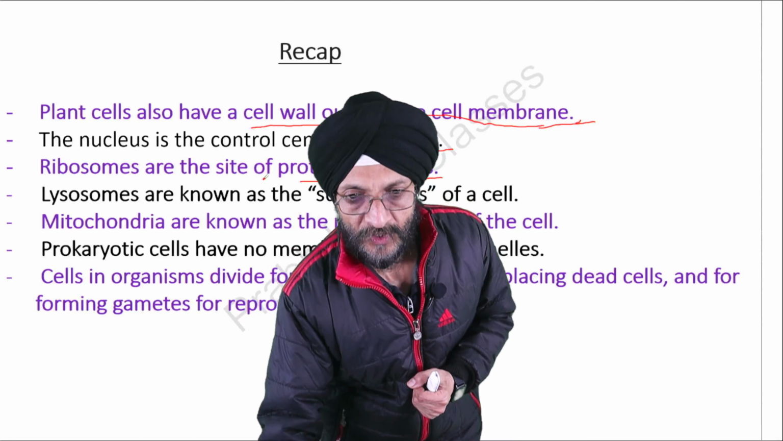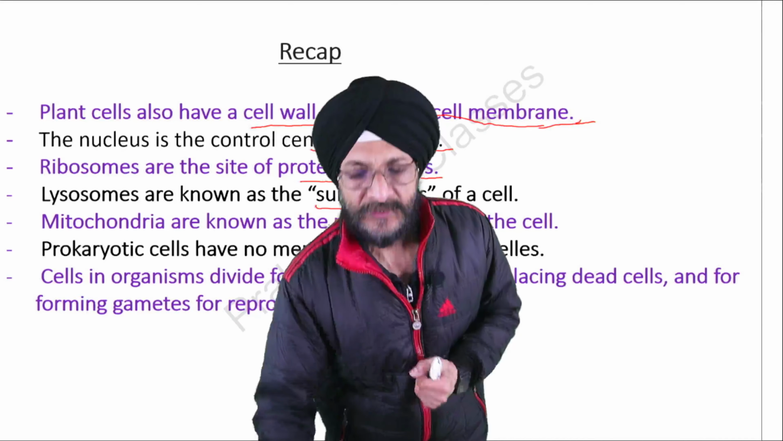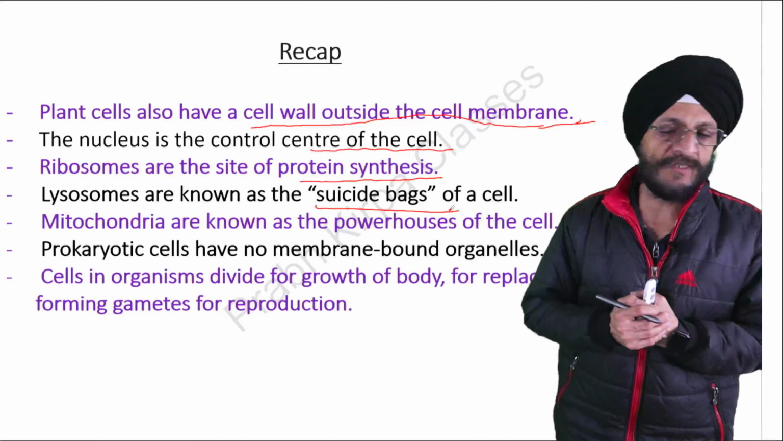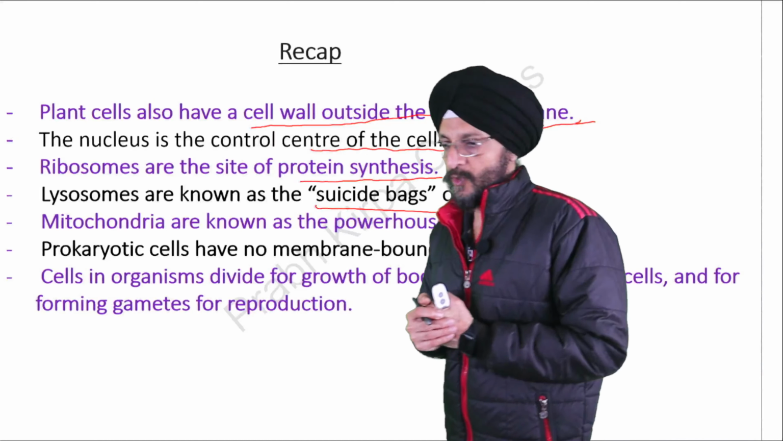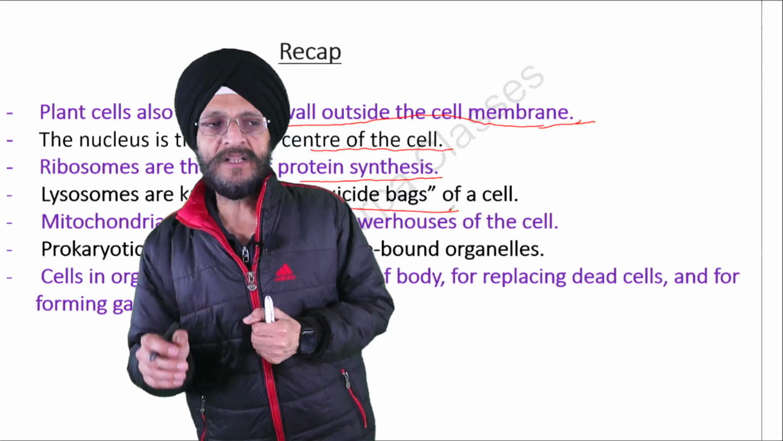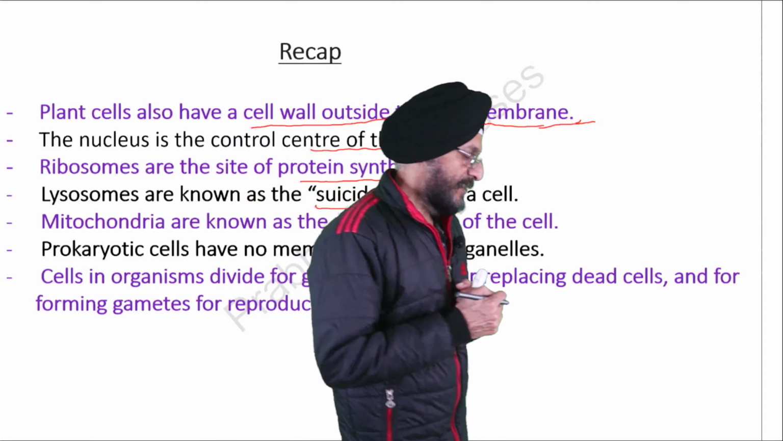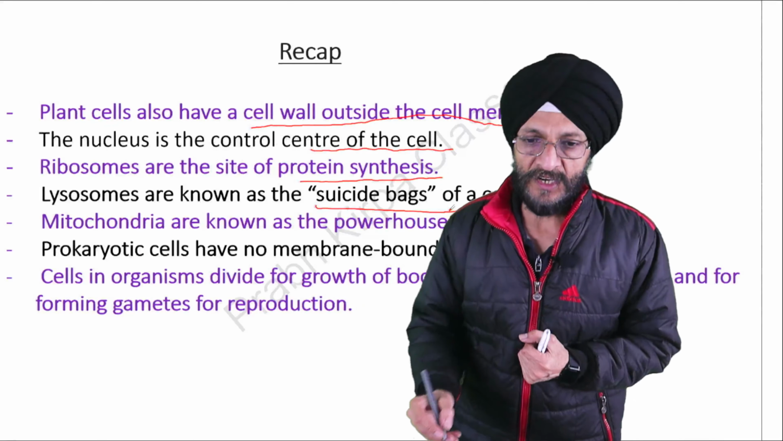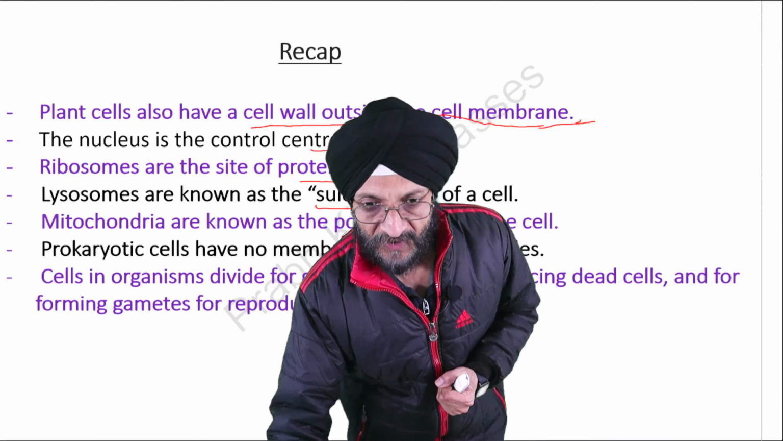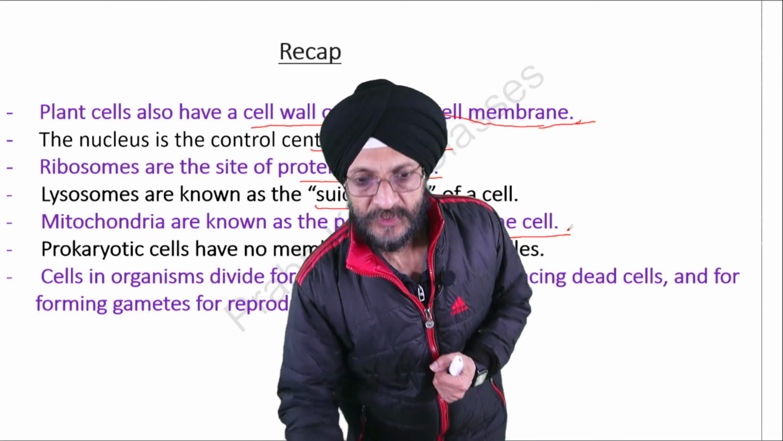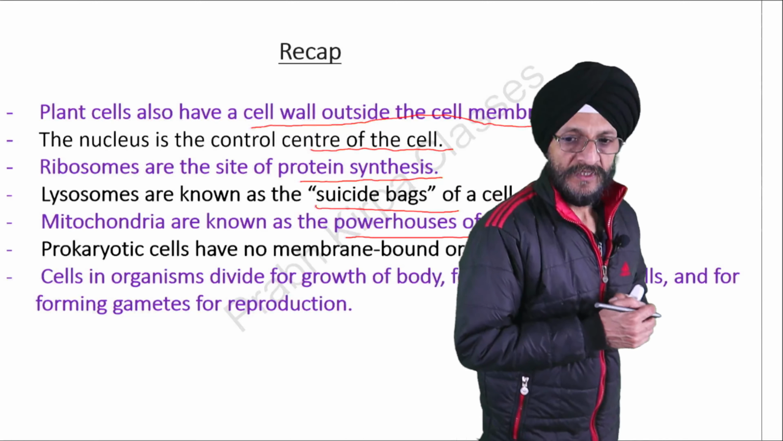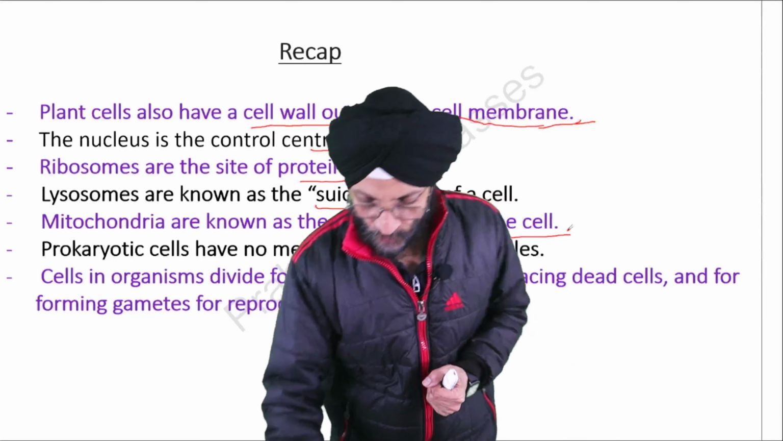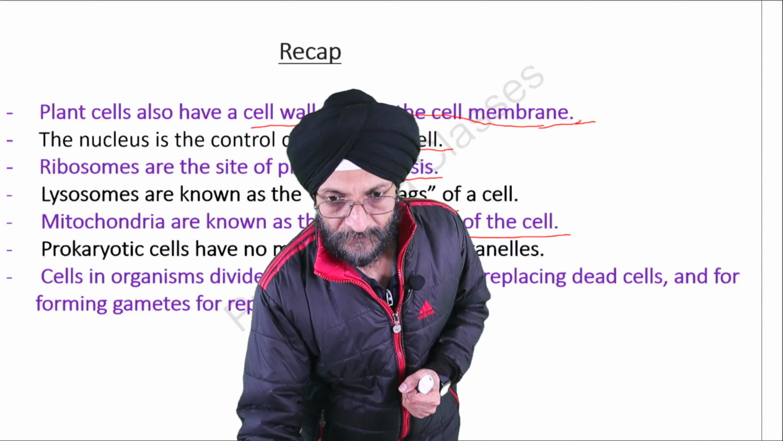Lysosomes are known as suicide bags of the cell because whenever the cell is damaged beyond repair, the lysosomes eat up all the other cell organelles which are present inside the cell. Mitochondria are known as the powerhouses of the cell because they produce ATP, energy currency of the cell. Prokaryotic cells have no membrane bound organelles.